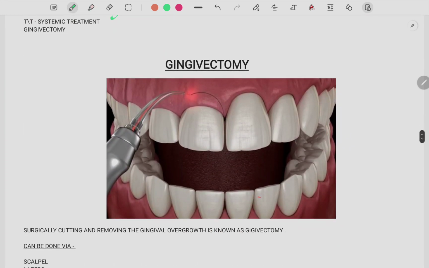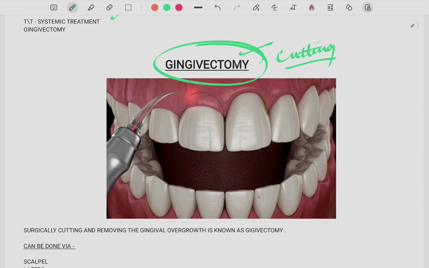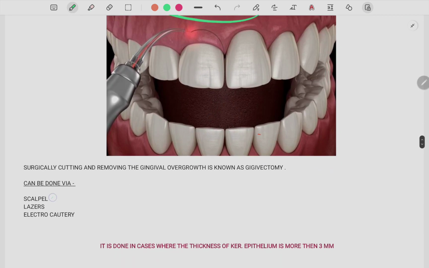Moving on to one main treatment for almost all these kinds of gingival enlargement, that is known as gingivectomy. Now as the term itself is telling you, it is related to cutting of the gingiva. So what do we do in gingivectomy? We surgically cut the diseased gingiva, which is the enlarged part. We can do this by three methods: the conventional scalpel method, then lasers, in which diode lasers are the most commonly used in perio, and electrocautery.